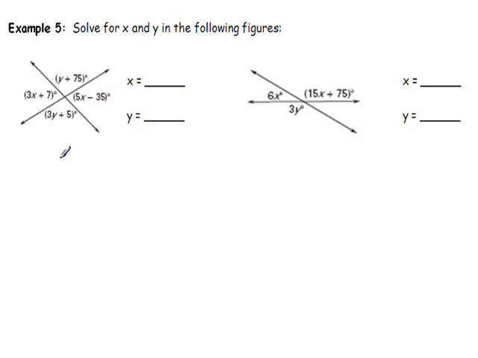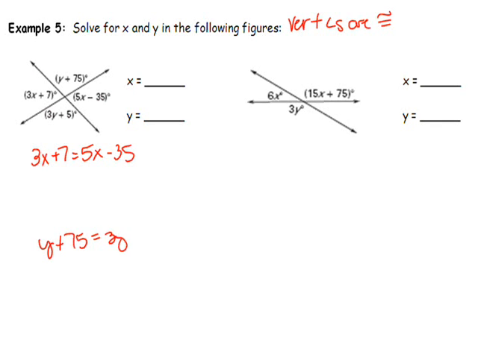So an easier thing to do might be to consider my vertical angles. And the nice thing about vertical angles is that they are congruent. So vertical angles are congruent, which means that I can set their measures equal to each other. So I can set 3x plus 7 equal to 5x minus 35, and I can solve it. And I can set y plus 75 equal to 3y plus 5, and I can solve it. So you pause the video and you solve for x and y.